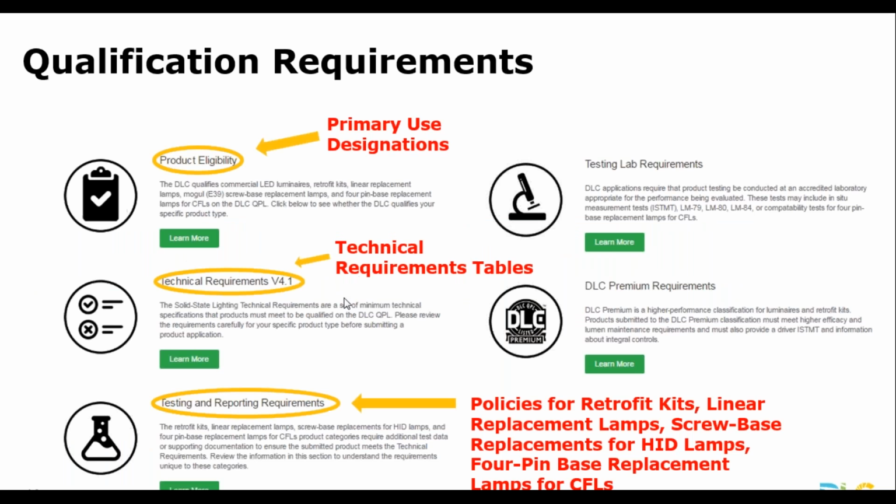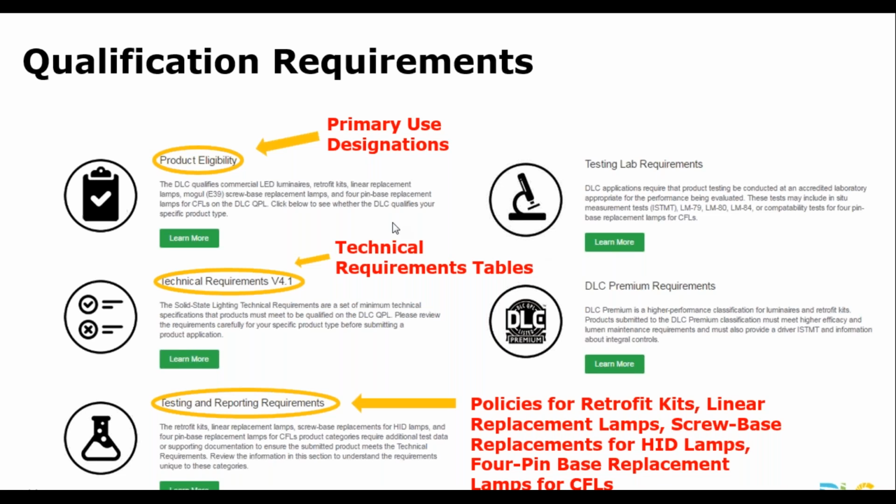I also wanted to highlight a couple of changes in the solid state lighting section of our website, mostly having to do with the terminology that we're using. One thing to note is that what we used to call primary use designations portion of the technical requirements has now been changed to product eligibility, which we think is a little bit clearer about what that section is. So that's where you'll find what types of products we qualify on the SSL QPL.